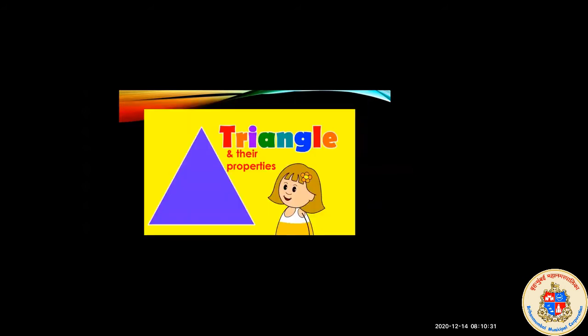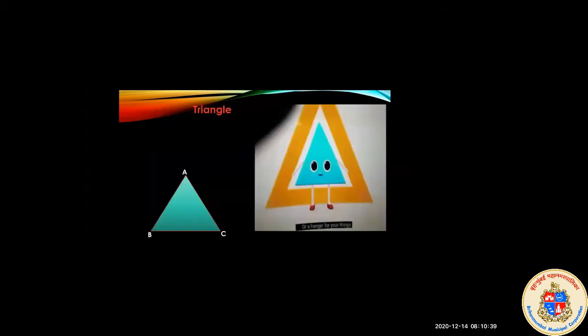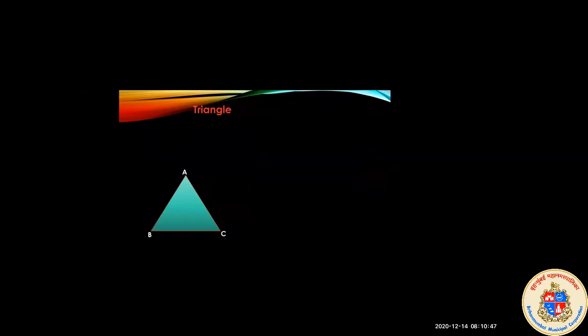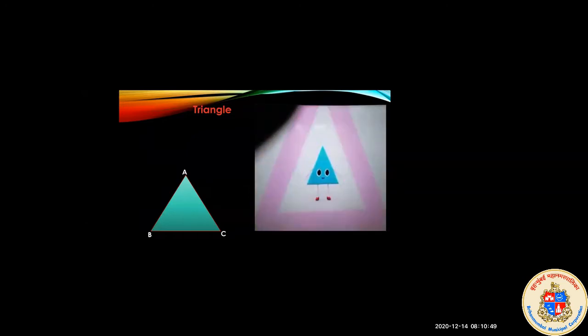Now today we will learn about the triangle, its parts and its properties. First let me tell you what a triangle is. A triangle is a simple closed geometrical figure bounded by three line segments.